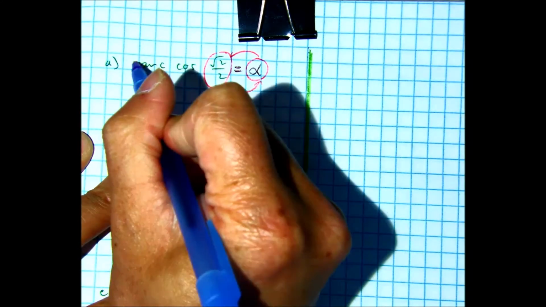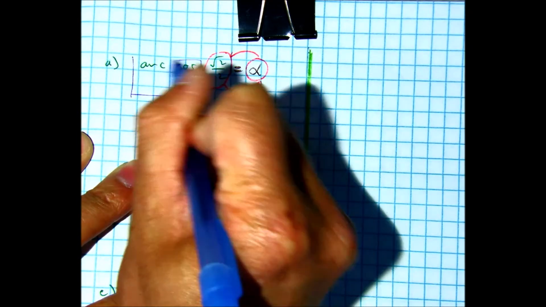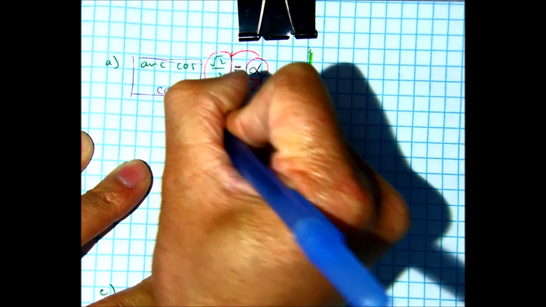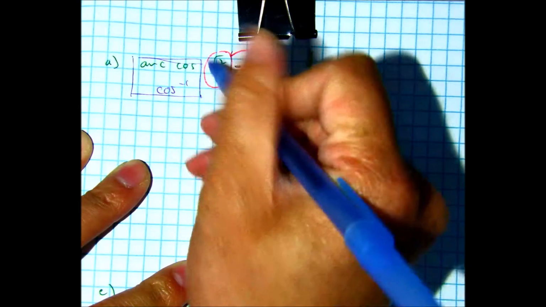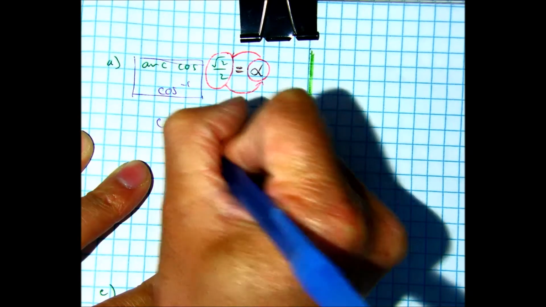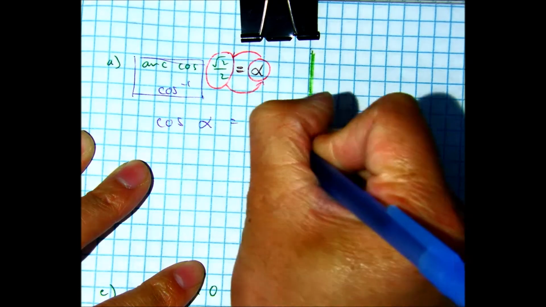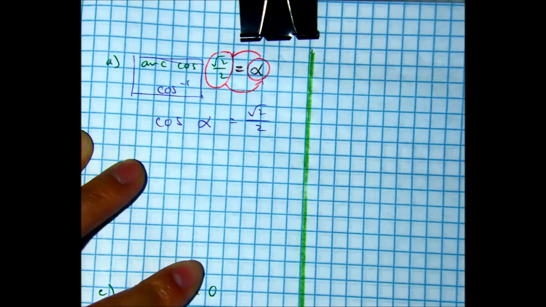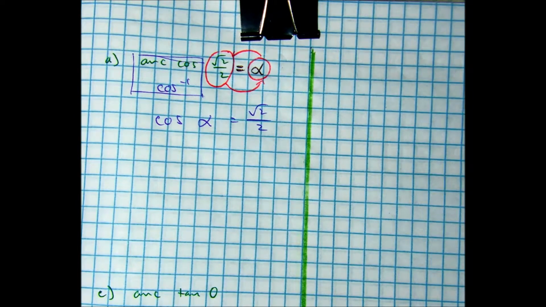Before we do that, what's another way of saying arc cosine? So now that I switch them, I'm going to have cosine alpha equals radical 2 over 2. Raise your hand if you have that so far. Okay, with your trig paper plate now.